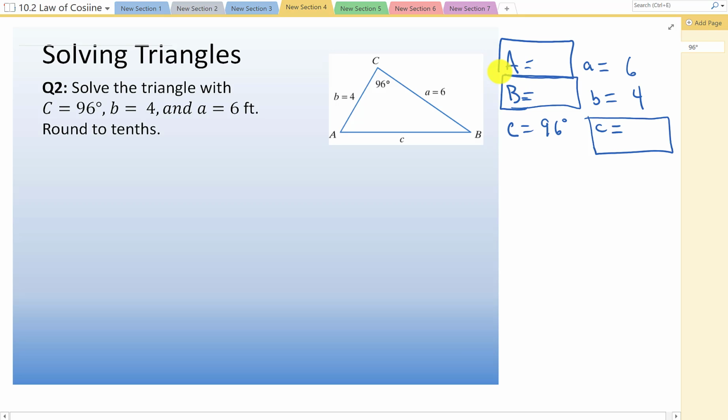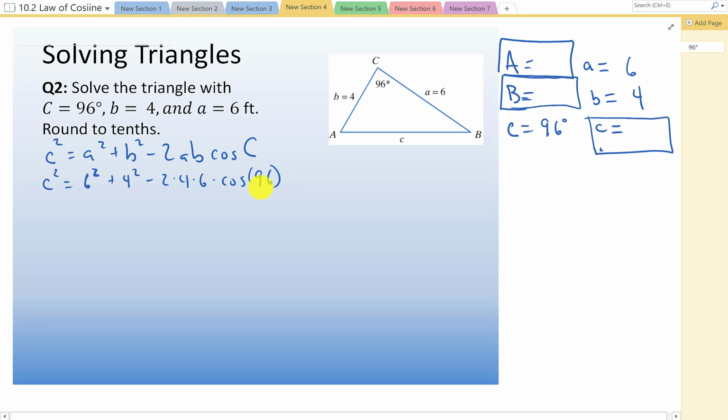All right, so let's go after side C. So we can use the law of cosine. Little c squared equals a squared plus b squared minus 2ab cosine of C. I'm going to make my side c a little smaller for lowercase. And now I'm just going to plug in everything. So c squared equals 6 squared plus 4 squared minus 2 times 4 times 6 times cosine of C, which is 96 degrees.